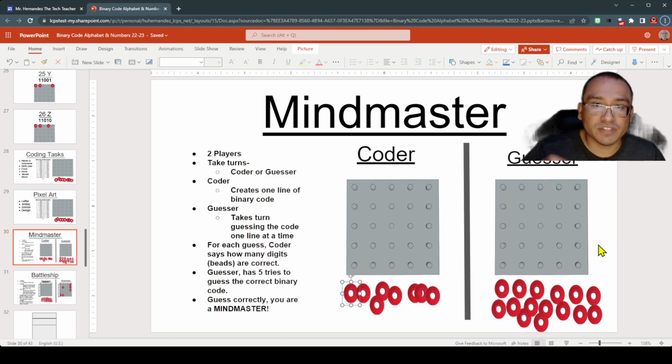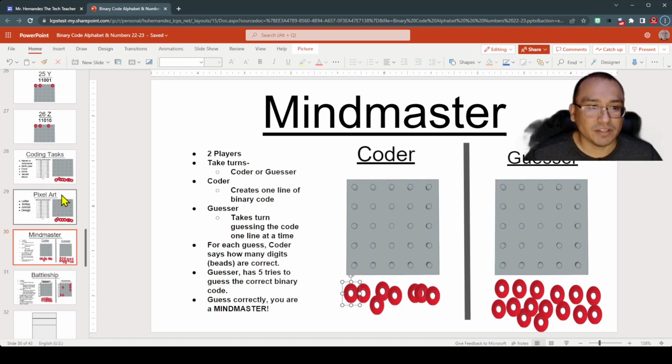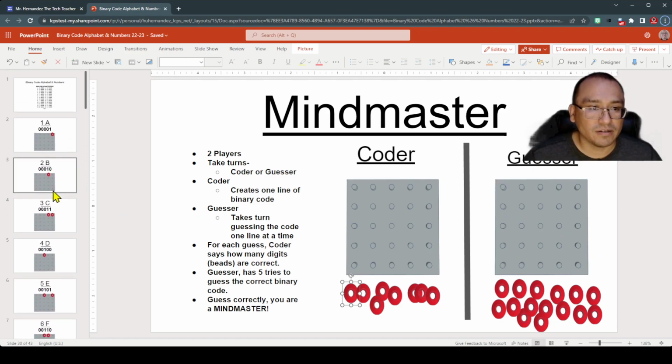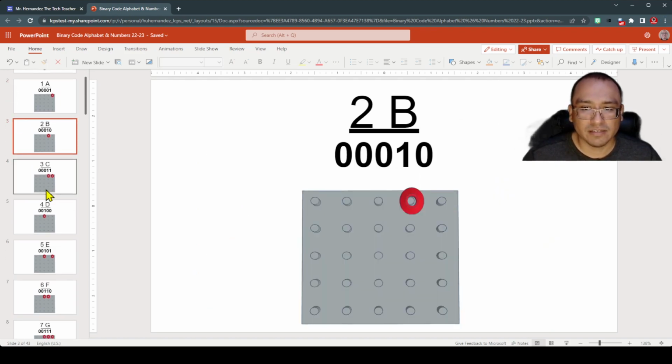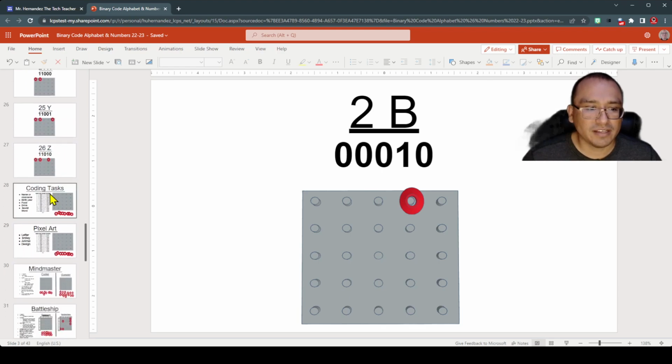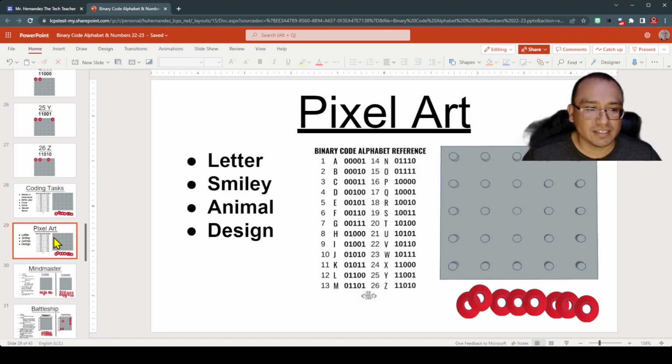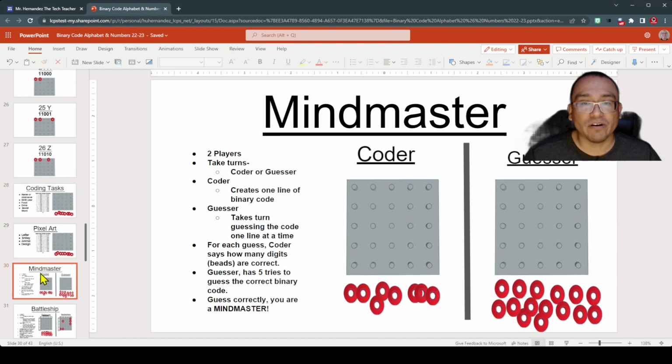So down below, if you see this video, there's a link to this PowerPoint with all these codes and games that we did with the binary code, starting from our cheat sheet with the alphabet and the numbers and just different examples. All right. And so coding tasks, pixel art, and now we're here on Mindmaster. You'll even get to see what's coming next week, and I'll explain that next week for next week's video.